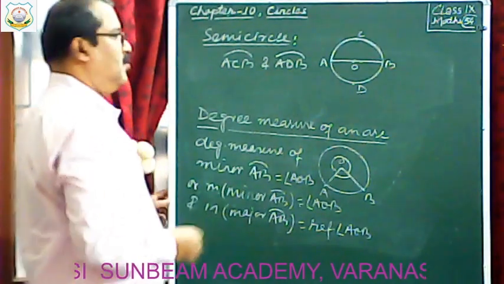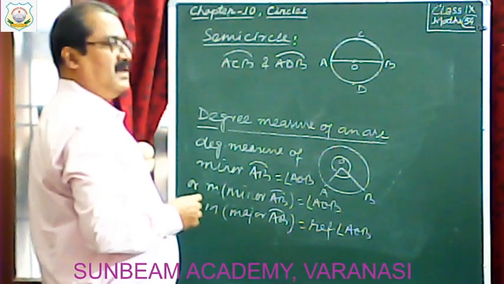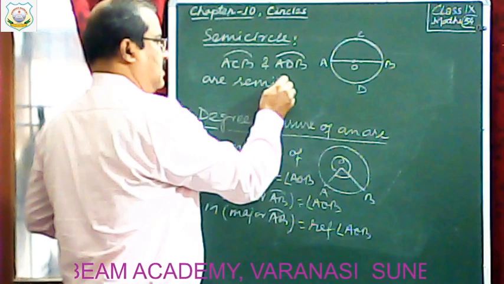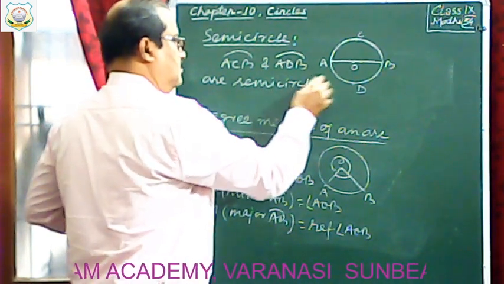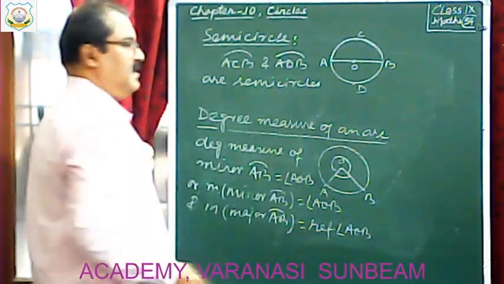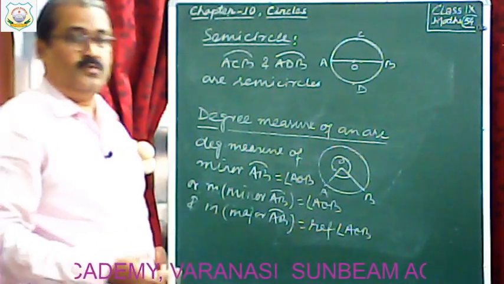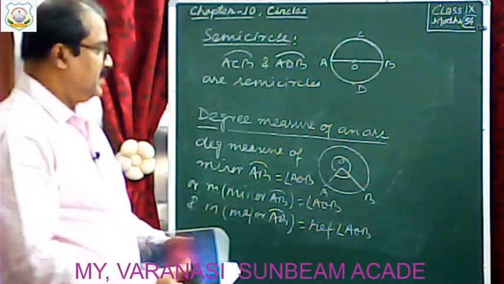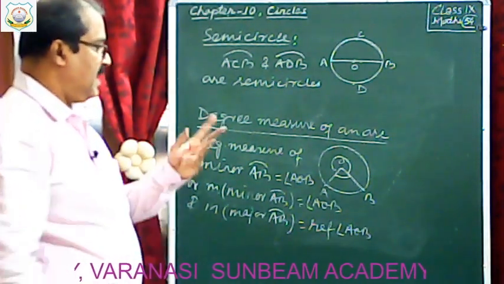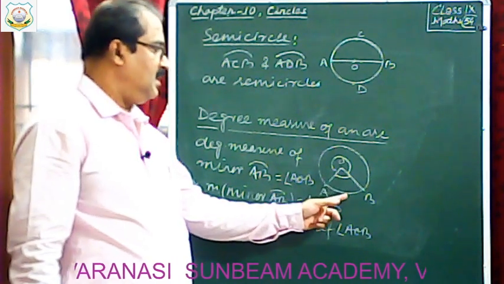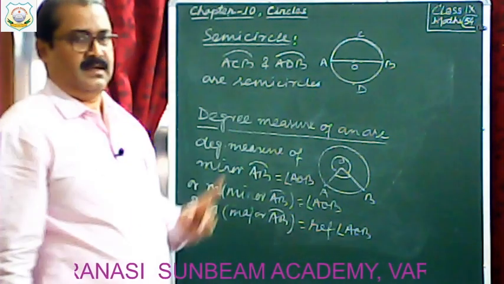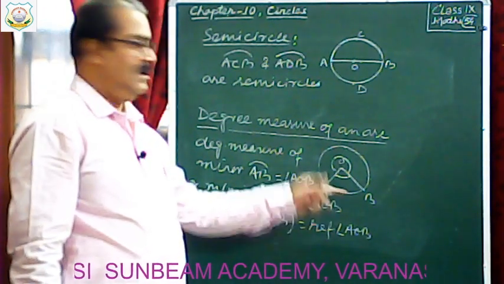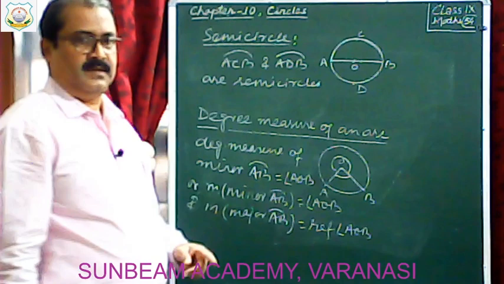Both are equal, known as semicircles. In other words, we can say that a diameter divides a circle into two semicircles. So in this way, we can say that there are three types of arcs: minor arc, major arc, and semicircle.